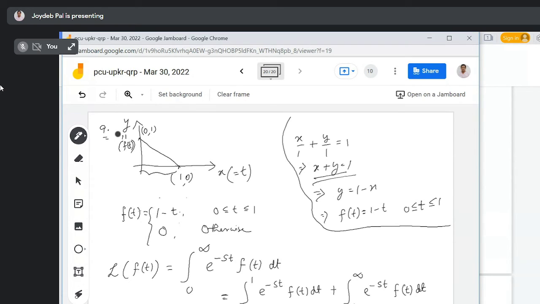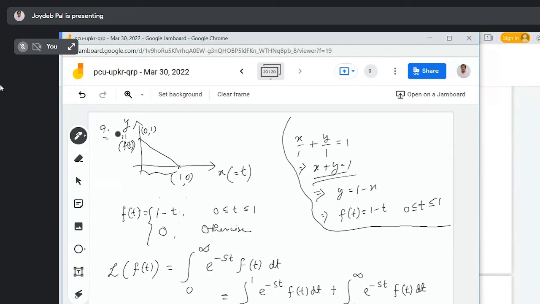Any doubt, tell me, why or how this was done? I am using the basic definition of Laplace transform. I cannot use the direct tabulated formula. Yes, sir.